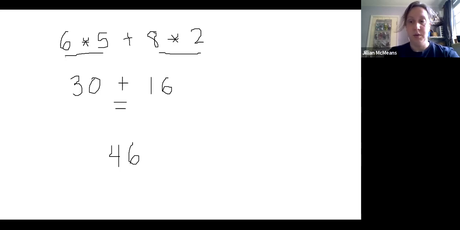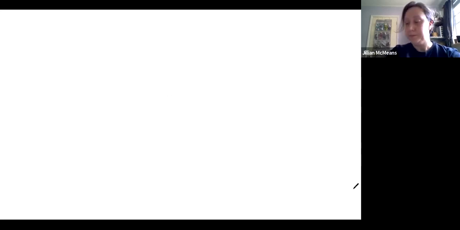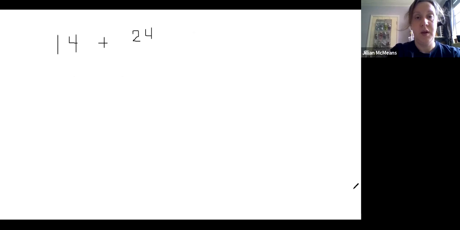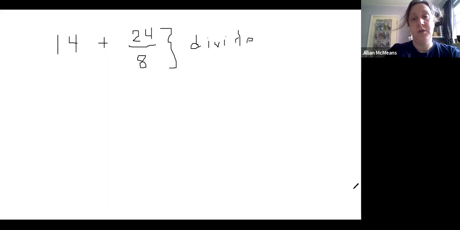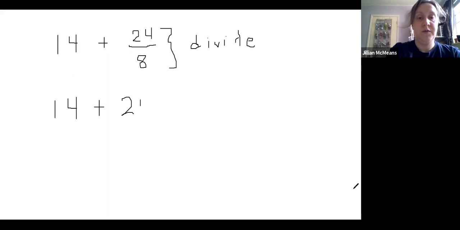Let's try another one. Okay. So I have 14, and then it looks like there's a fraction in here, but it's not really. Division is kind of tricky because there are multiple ways that we can represent division. So what we would do in this particular case is either rewrite this where it looks like standard division, or just acknowledge that this right here simply means divide. So if you want to see it written out differently, we would have 14 plus 24 divided by 8.